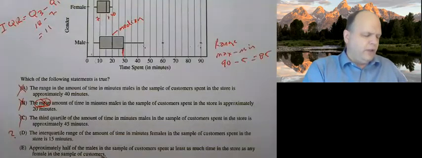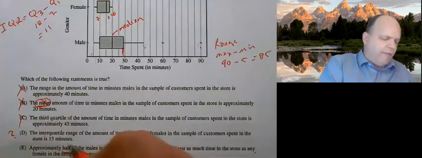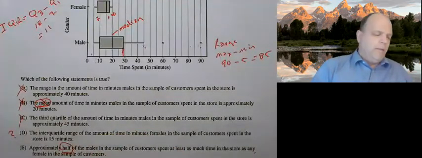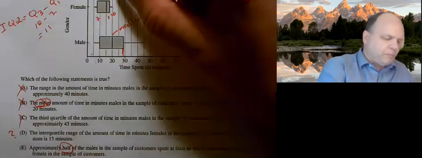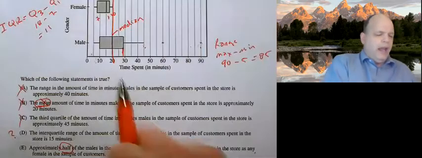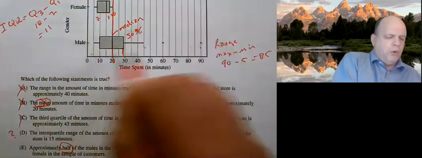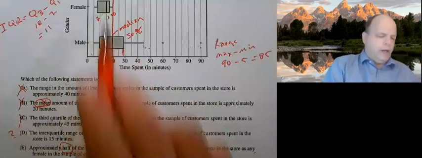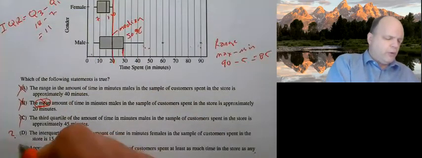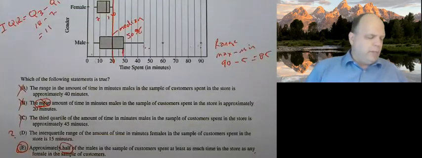Approximately half of the males in the sample of customers spend at least as much time in the store as any of the females. Well, as soon as they say half, we know we're talking about the midpoint, and the midpoint occurs at the median. So the median for the males is at 20. And sure enough, 50% of the males spend more than 20 minutes, which was the max value for the females. So consequently, our best answer on this one is letter E. All right, our best answer on the number 3 is E.